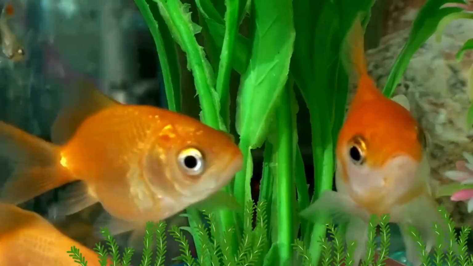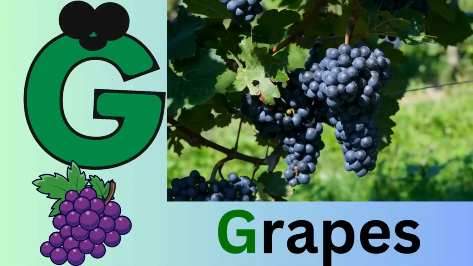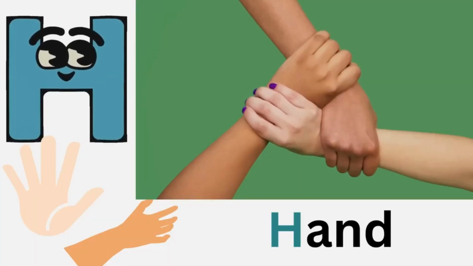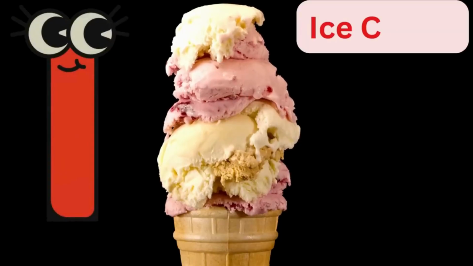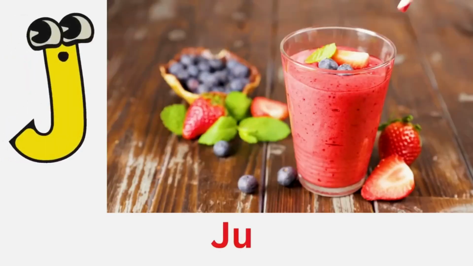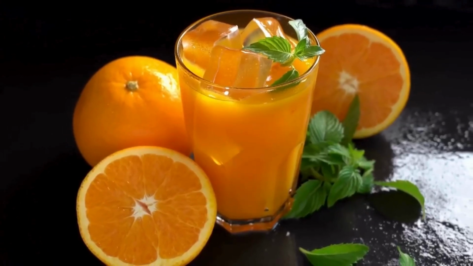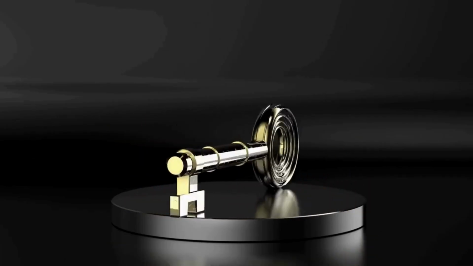F is for fish, fish, F fish. G is for grapes, grapes, G grapes. H is for hand, hand, H hand. I is for ice cream, ice cream, ice cream. J is for juice, juice, J juice. K is for key, key, K key.